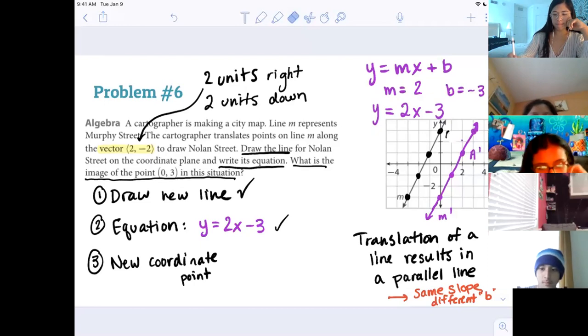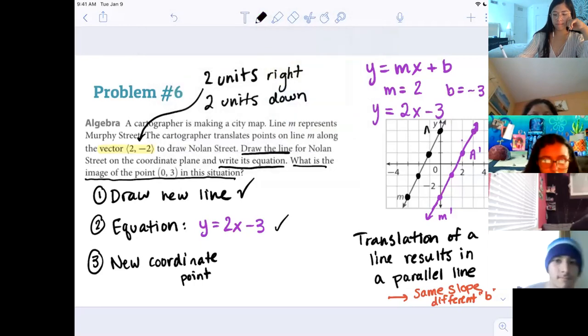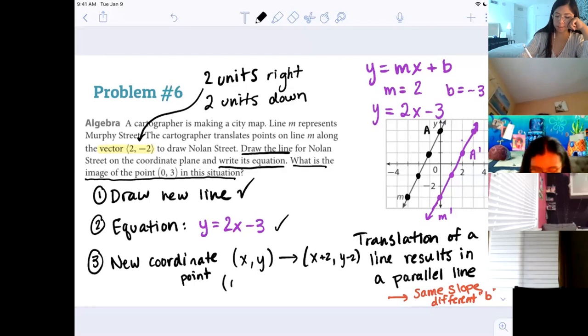I did 0 plus 2, and then I got 2 for x, and then I did 3 minus 2, and then I got 1. Okay, so the vector tells me to add 2 to my x value and subtract 2 from my y value. So if I started at 0, 3 and I follow the rules, I end up at 2, 1.